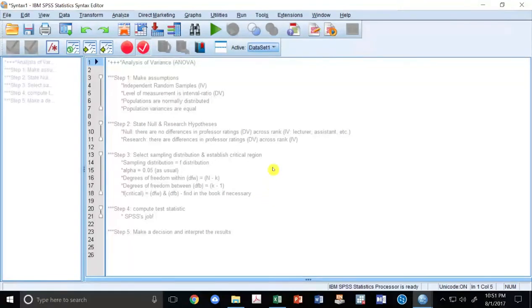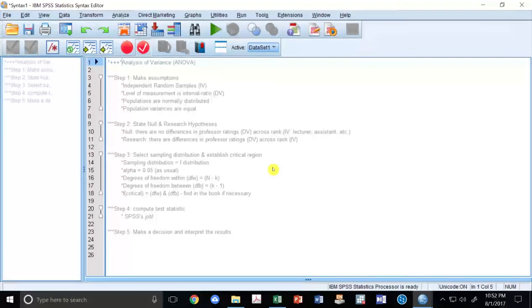Alright everybody, so we are going to compute ANOVA with SPSS. So a quick overview of ANOVA. What ANOVA is doing is it's examining the relationship between group membership and some interval ratio dependent variable. So the independent variable is going to be some variable with two or more groups, and the dependent variable is going to be some outcome on an interval ratio scale.